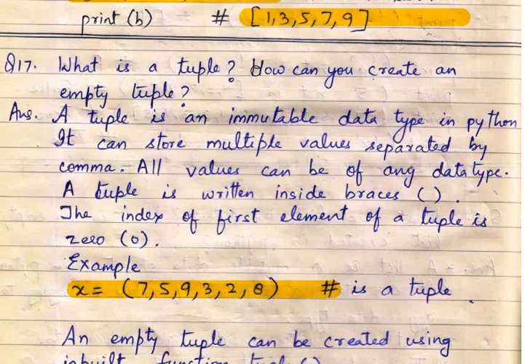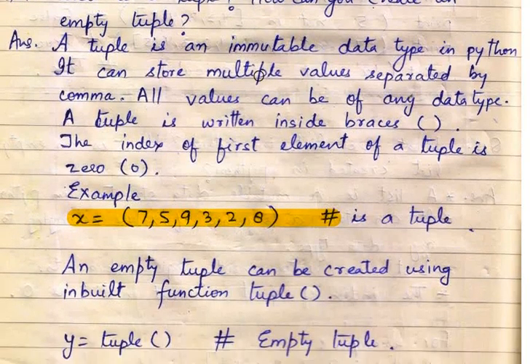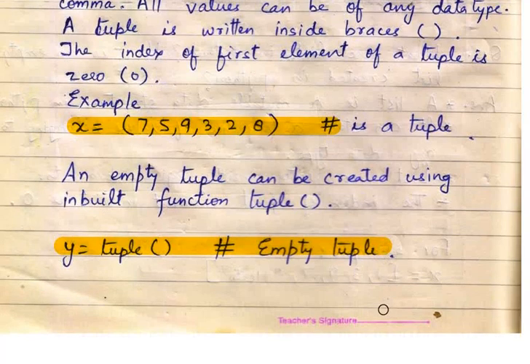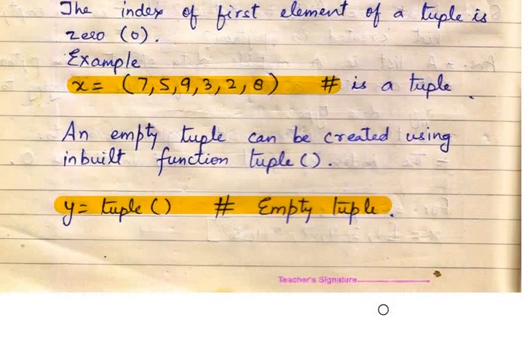The second part, how can you create an empty tuple? Please make sure that an empty tuple cannot be created by writing only braces, which do not have any value. So we are left with only a single way of creating an empty tuple. An empty tuple can be created using the inbuilt function tuple. So we have a method called tuple, and when we are writing y equal to tuple, y would have the data type as tuple, but it would not have any value. So only a single way to create an empty tuple.